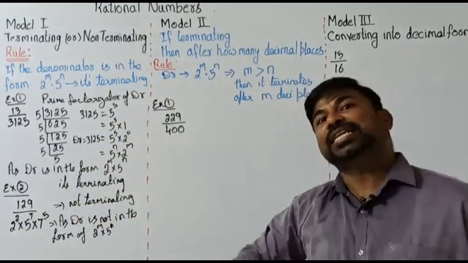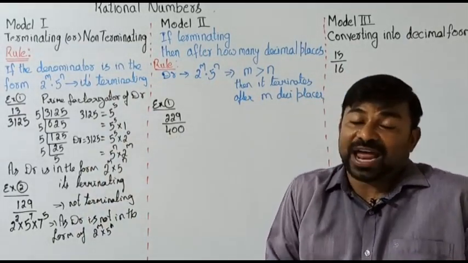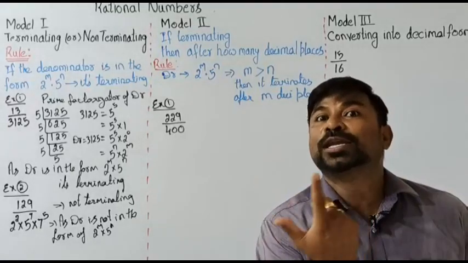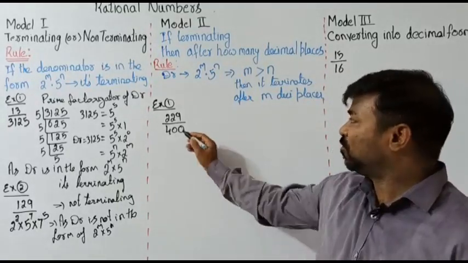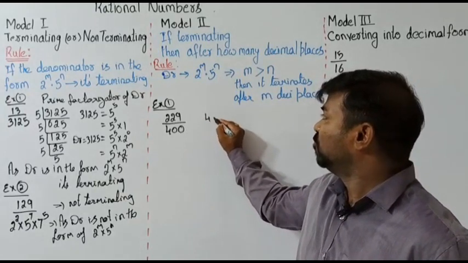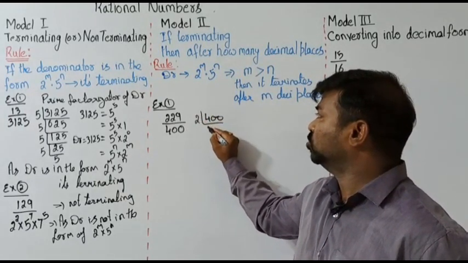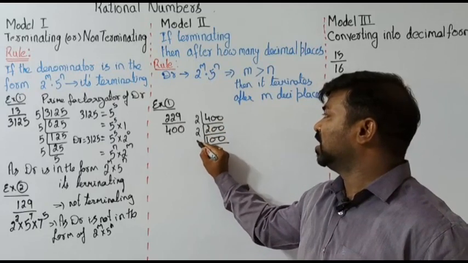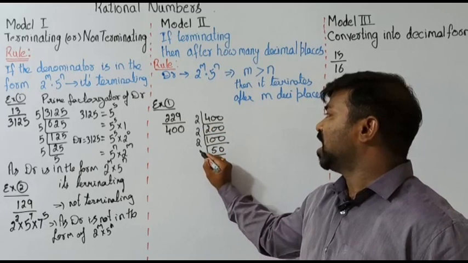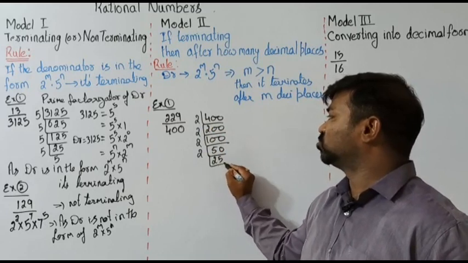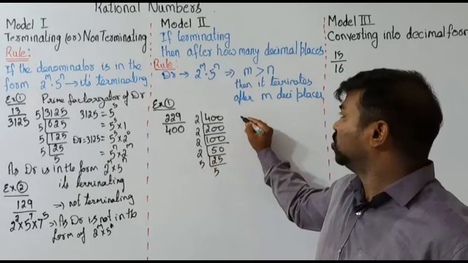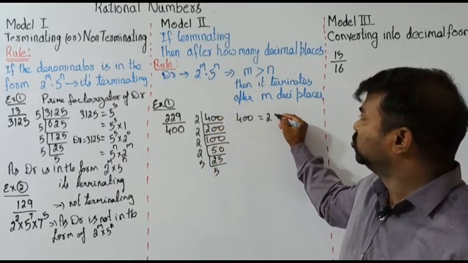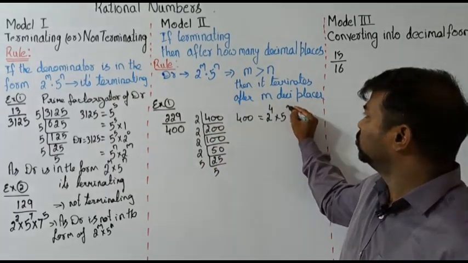If the fraction, if the rational is terminating, fine. After how many places will it terminate? Let's go with the prime factorization of the denominator. 400, I'm going with the 2, it's nothing but 200. Again with the 2, it's 100. Again with the 2, it's 50. Again I'm going with 25, and 5 and 5. So the 400, which is the denominator, is 2 to the power 4 into 5 to the power 2.